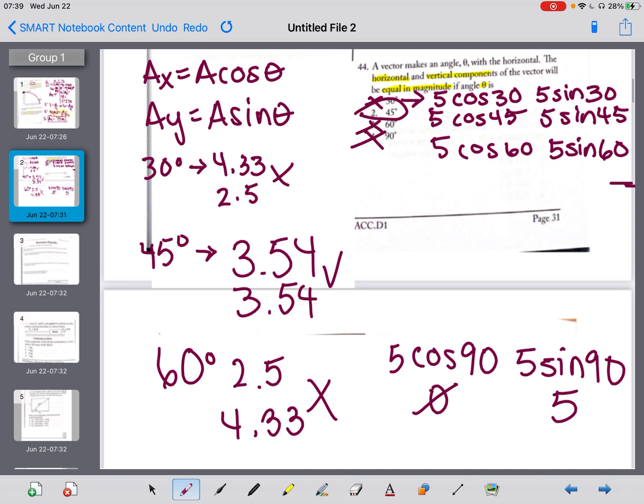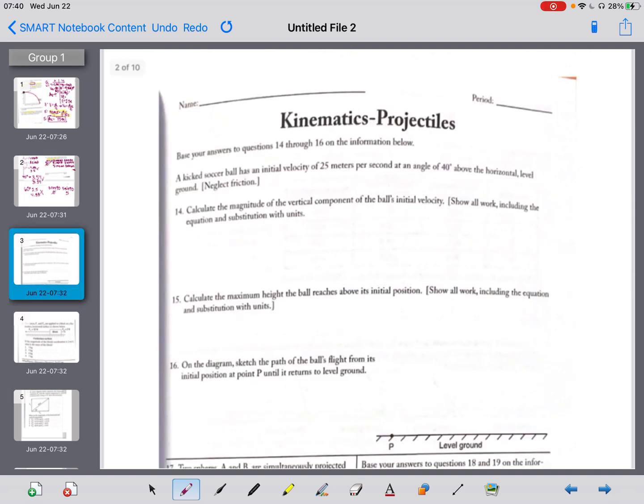So 45 degrees is actually the halfway point of 90 degrees, which is why your components are going to end up being the same value. Okay, so this is the next question. Give me 1 second.